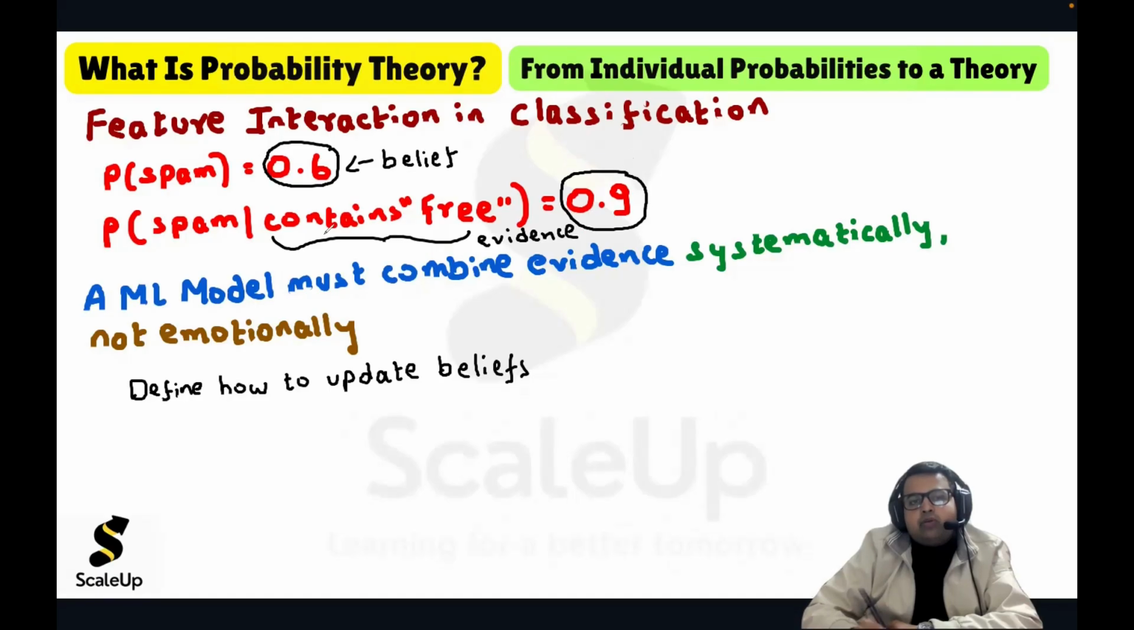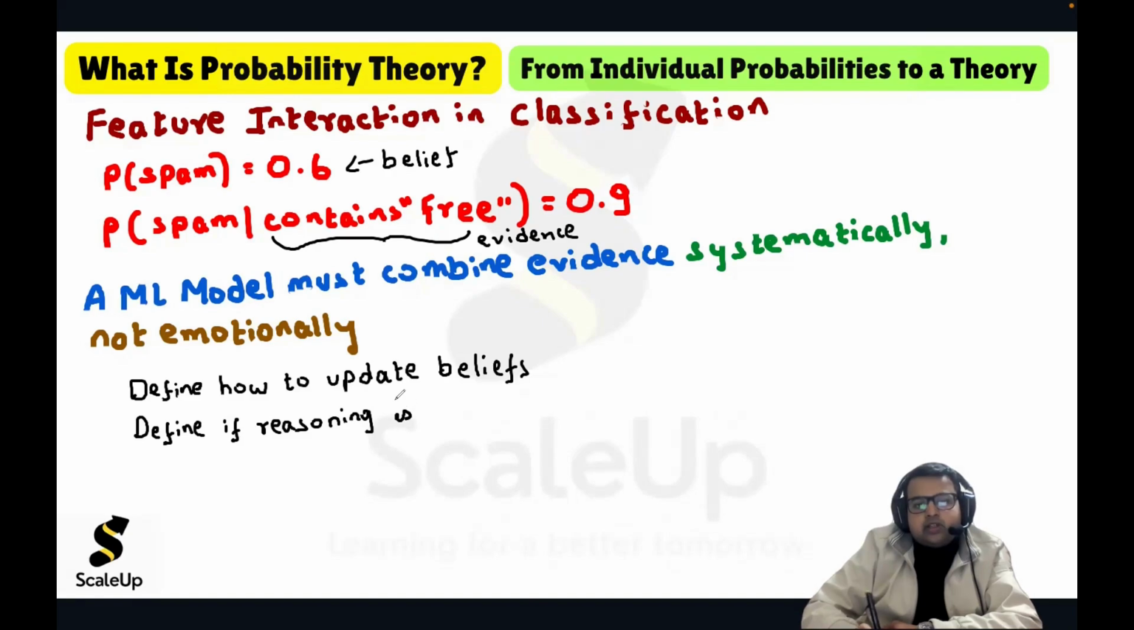Now, how did it get updated? What are the exact rules for that? That is what is covered in probability theory. So probability theory defines how to update beliefs. It also tells us whether reasoning is consistent or not. So now we are getting an idea, from individual probabilities to a theory, of what the need for probability theory is.